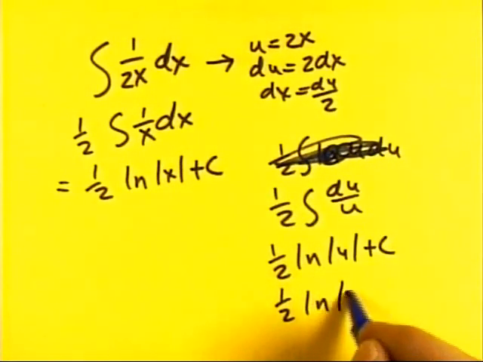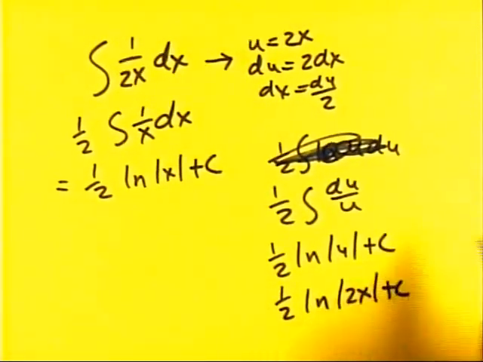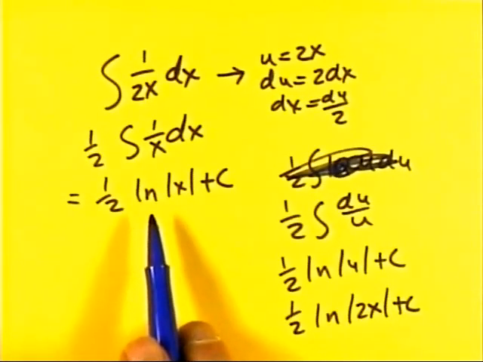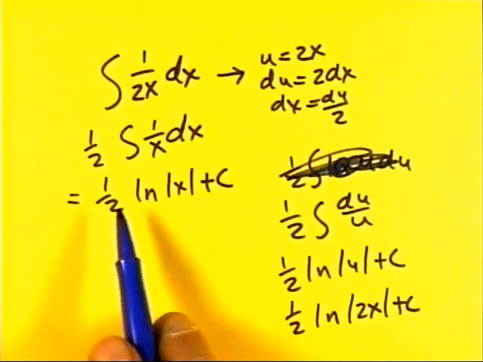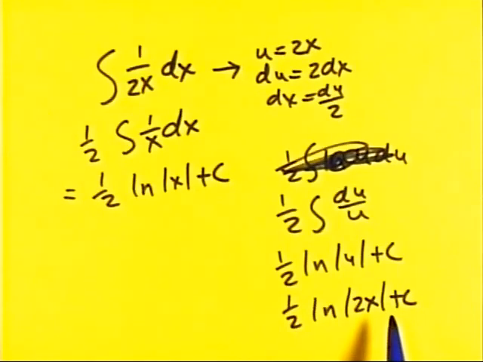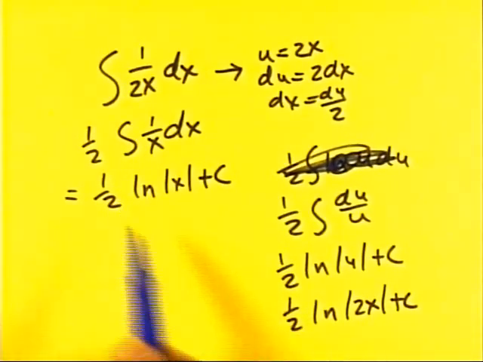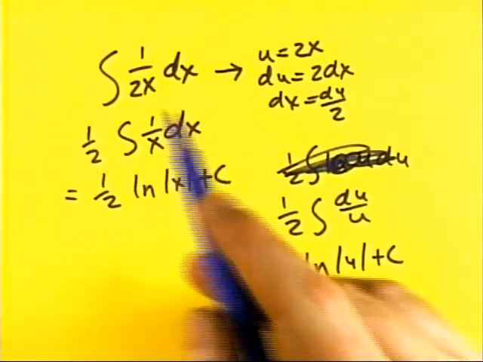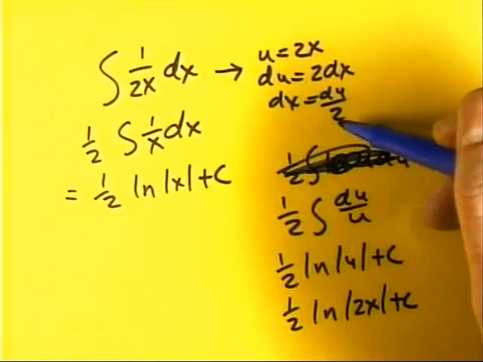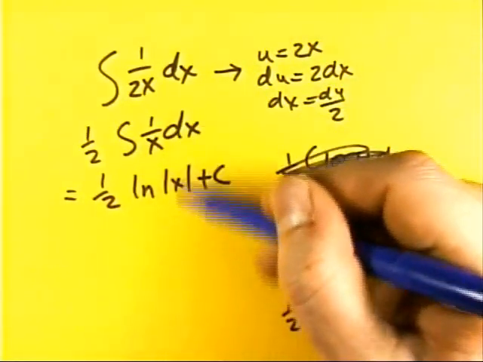2x? Wait a minute. How is that possible? These are two different functions. 1/2 natural log of x and 1/2 natural log of 2x are two totally separate deals. This is a legitimate way to do the problem. And so is this.